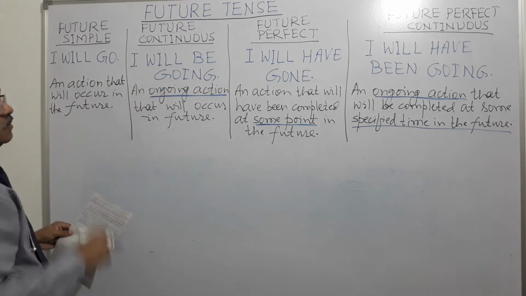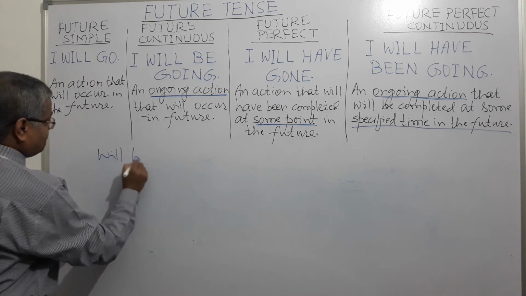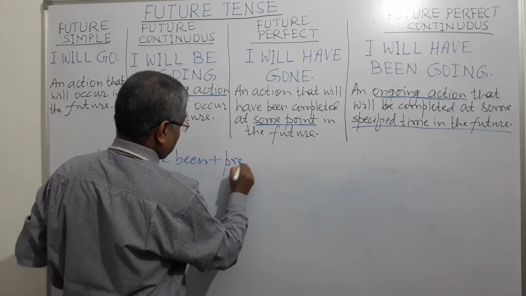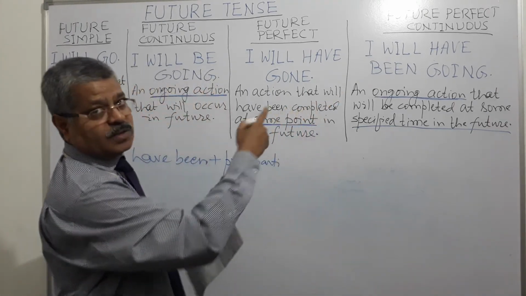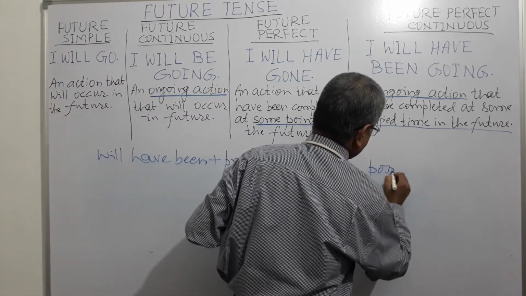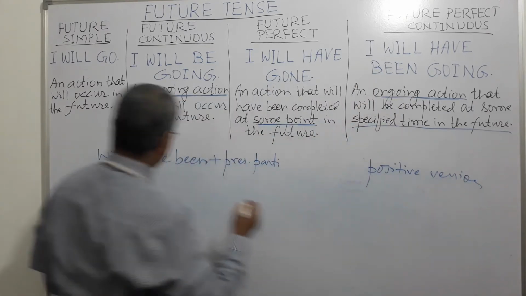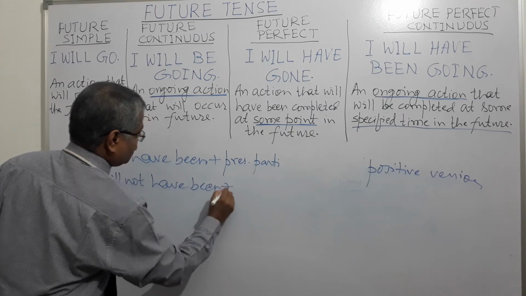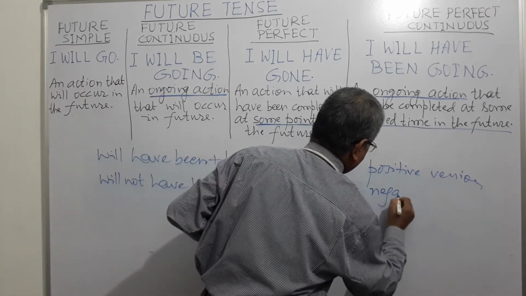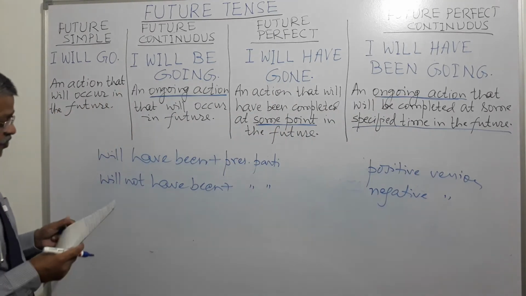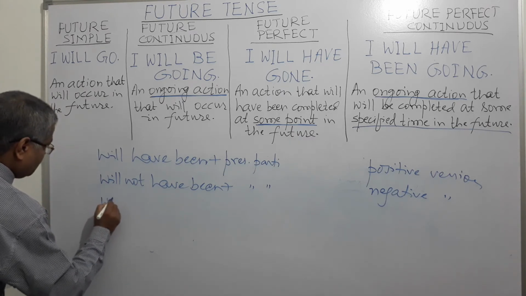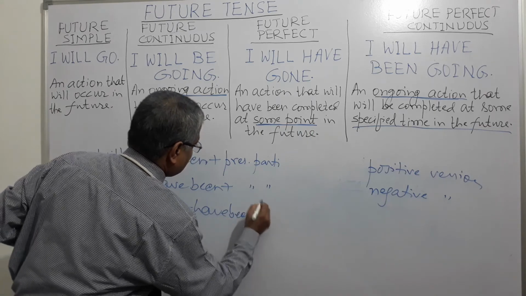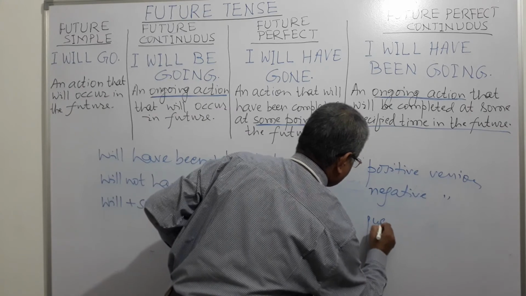So the format for this sentence is: subject plus will have been plus present participle, and we know that is verb plus ing. This is the positive version. And simply, subject plus will not have been plus present participle is the negative version, right? And the third is the question version: will plus subject plus have been, and then plus the participle. This is the question version.